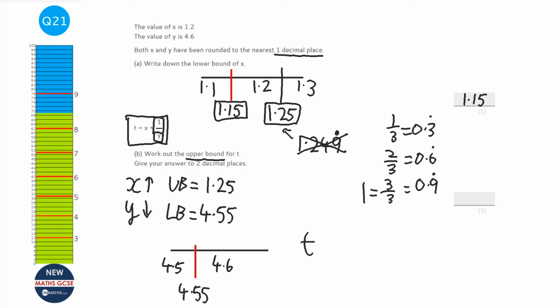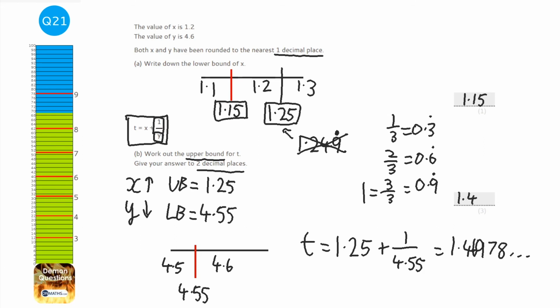So to find the upper bound of t, we need to do 1.25 plus 1 over 4.55. So let's just do that on the calculator. 1.25 plus fraction button 1 over 4.55. And I get the answer 1.46978 and so on. It wants it to 2 decimal places, so it's going to be 1.47, because that 9 would round that 6 up.